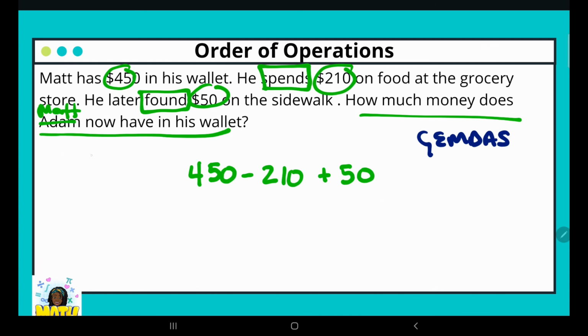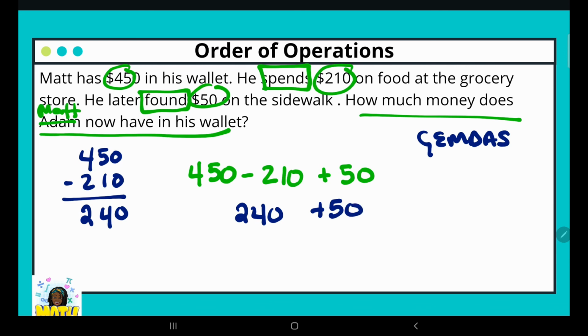So let's go ahead and set up on the side. So 450 minus 210, 0 minus 0 is 0, 5 minus 1 is 4, 4 minus 2 is 2. So this is 240 plus 50. So I'm going to add the 50 here. 0 plus 0 is 0, 4 plus 5 is 9, and I bring down the 2. So after all of those transactions of spending $210 and then finding $50, Matt will have $290 in his wallet.